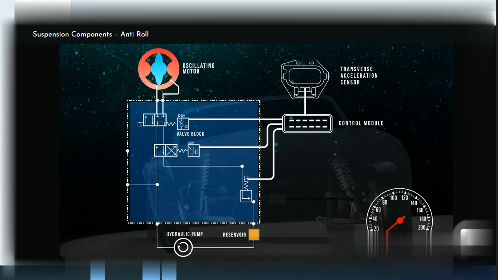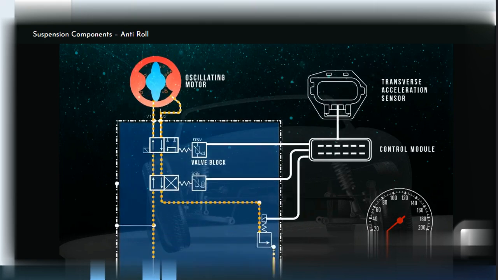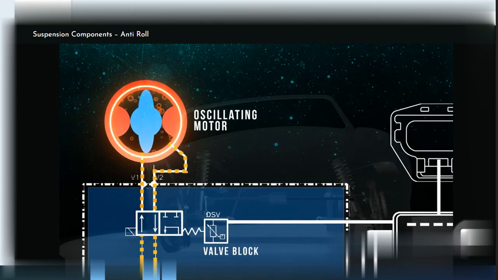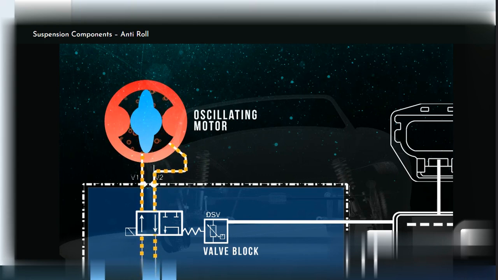When the engine is started, the hydraulic pump delivers fluid to the valve block. The control module commands the pressure valves to an open state, allowing fluid to enter and exit the oscillating motor and then to return to the reservoir. As there is minimal differential pressure between the chambers of the oscillating motor, the anti-roll bar is applying very low force to each suspension unit.